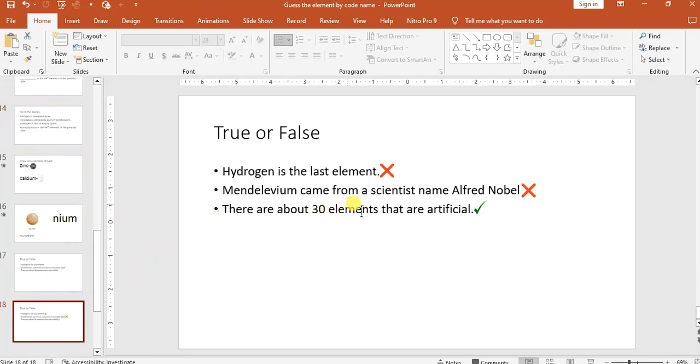And there are about 30 elements that are artificial. It's right, because if we subtract the elements that are in nature from the total elements, the exact ones, 118 minus 90, so it will be 28, which if we round it in tens, then it would be 30. So this is right.